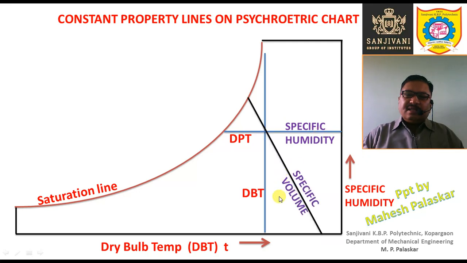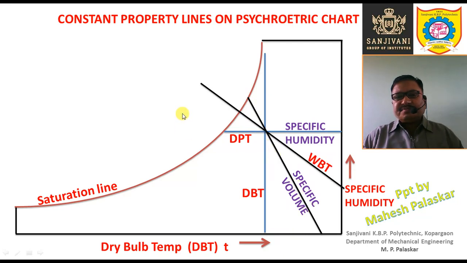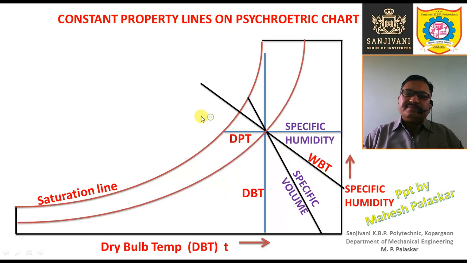Then the constant specific volume is represented by this line. So this inclined line represents constant specific volume, and this other inclined line is the constant wet bulb temperature line. It is also the constant enthalpy line. Now this curve is the constant relative humidity curve. The relative humidity is constant along this curve.